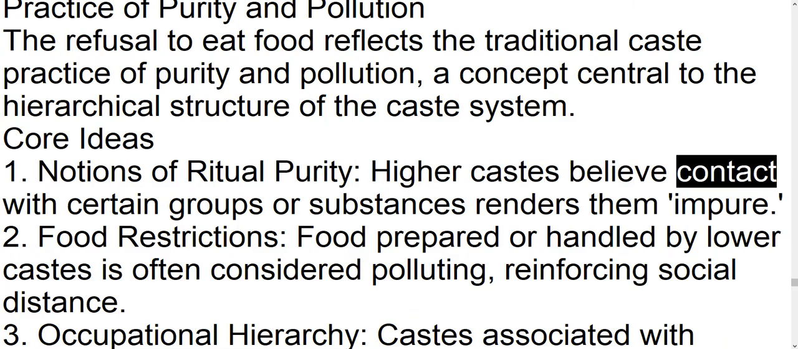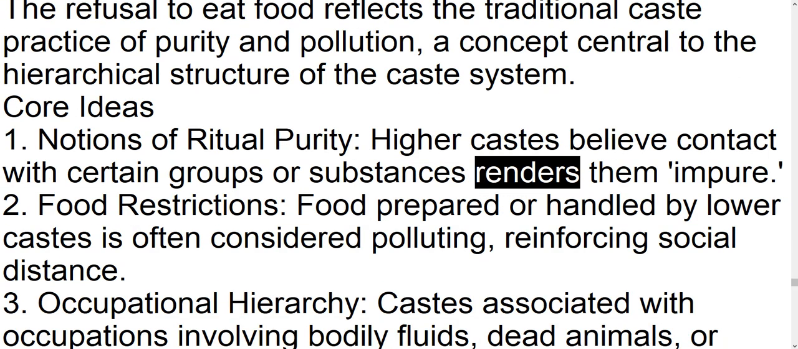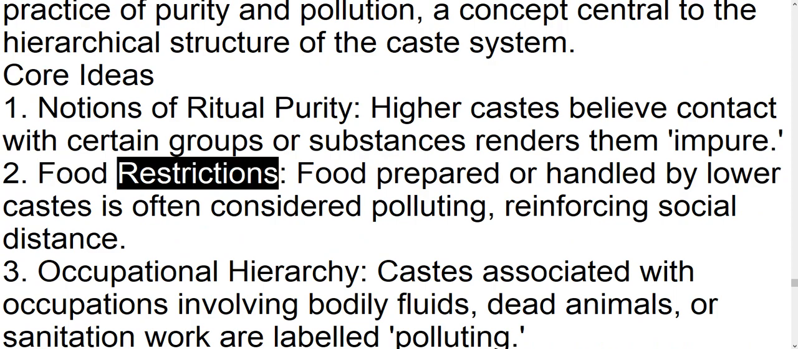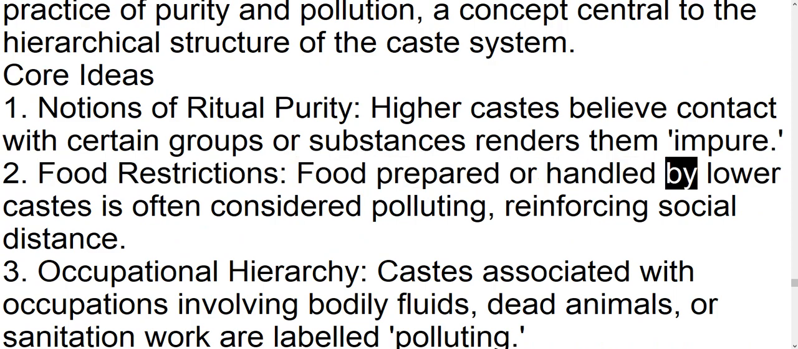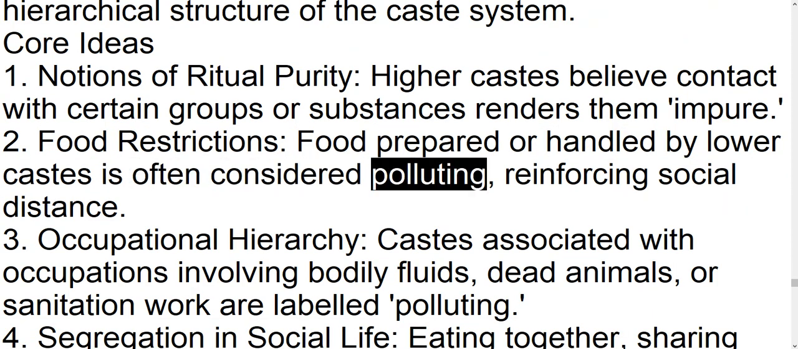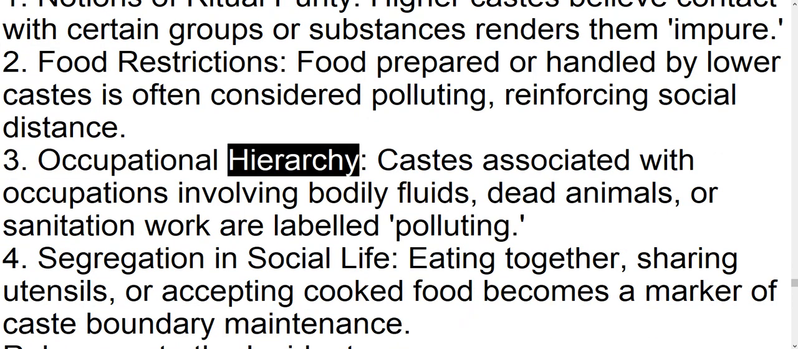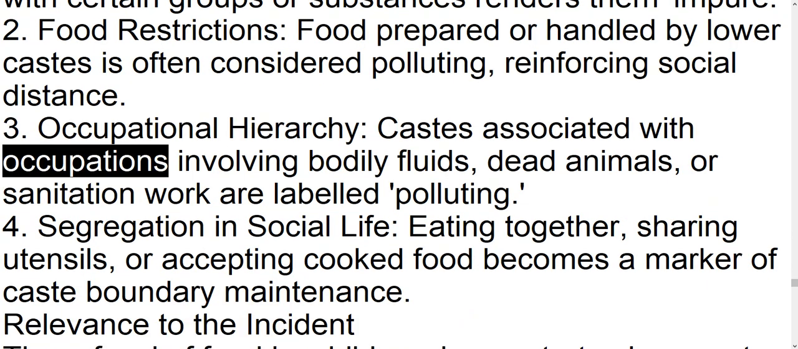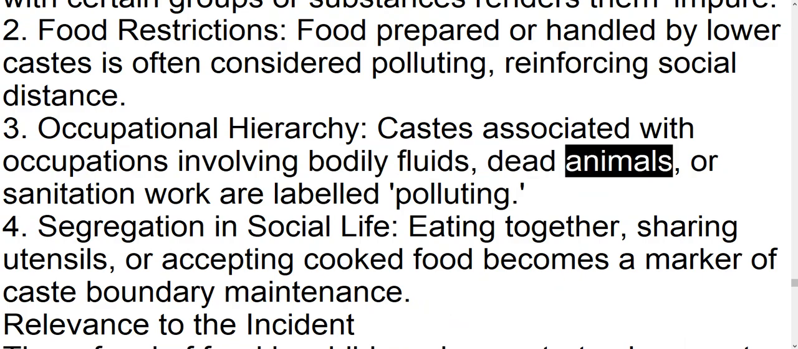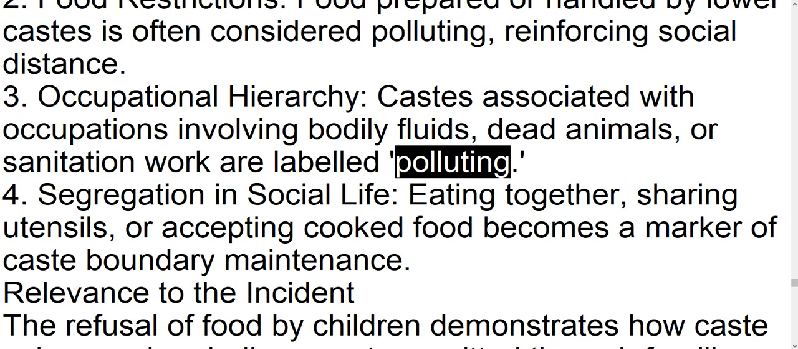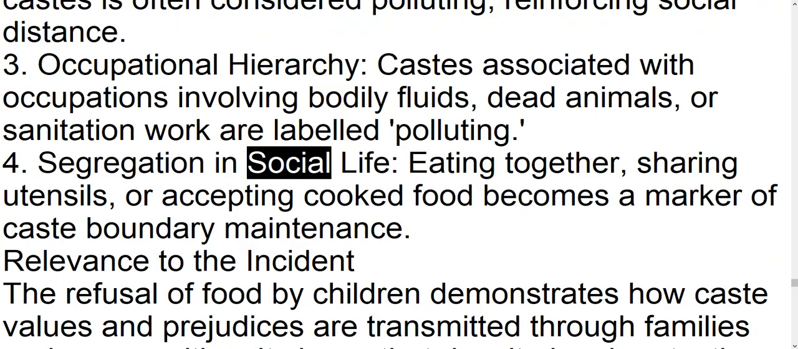Higher castes believe contact with certain groups or substances renders them impure. 2. Food restrictions. Food prepared or handled by lower castes is often considered polluting, reinforcing social distance. 3. Occupational hierarchy. Castes associated with occupations involving bodily fluids, dead animals, or sanitation work are labeled polluting. 4. Segregation in social life.